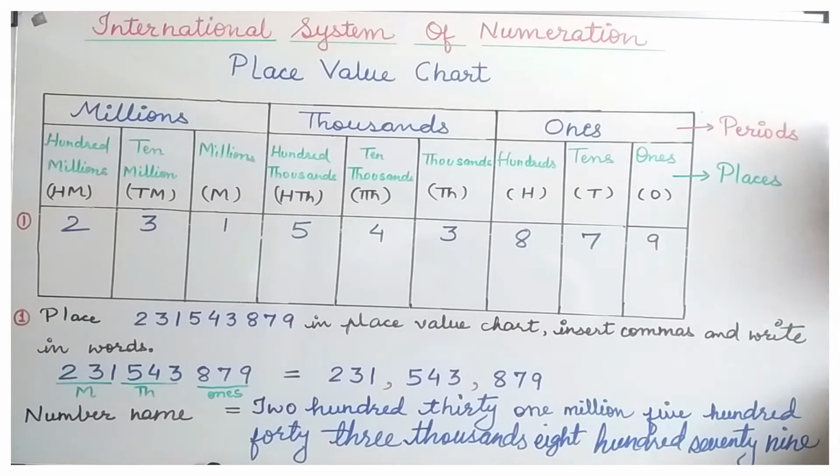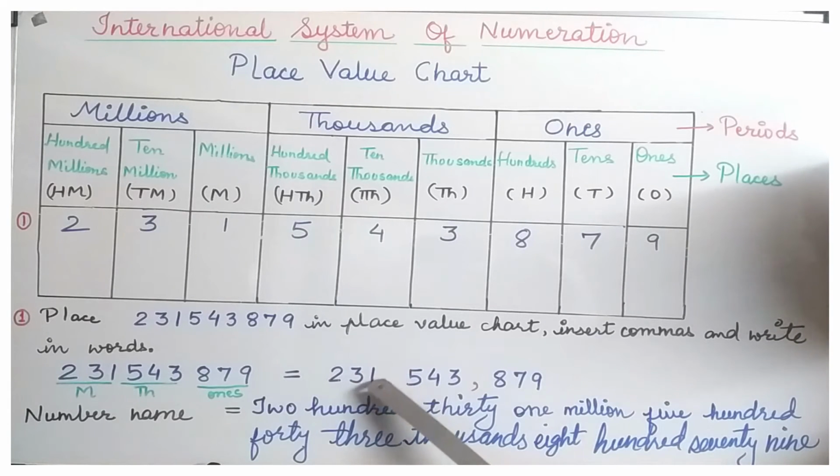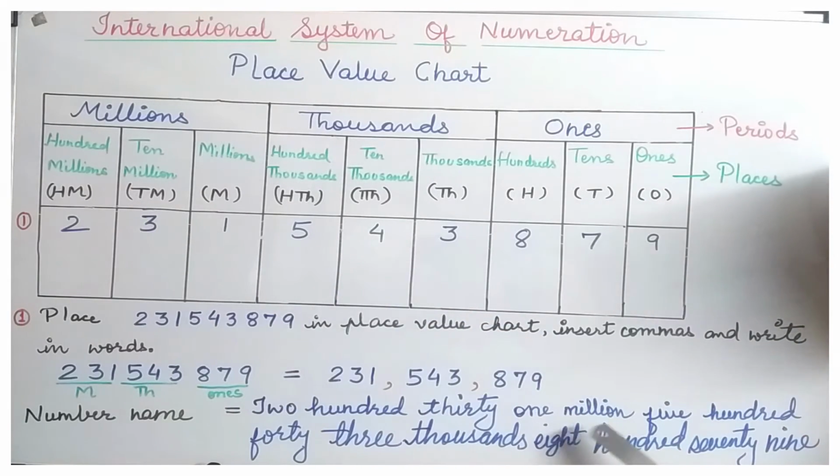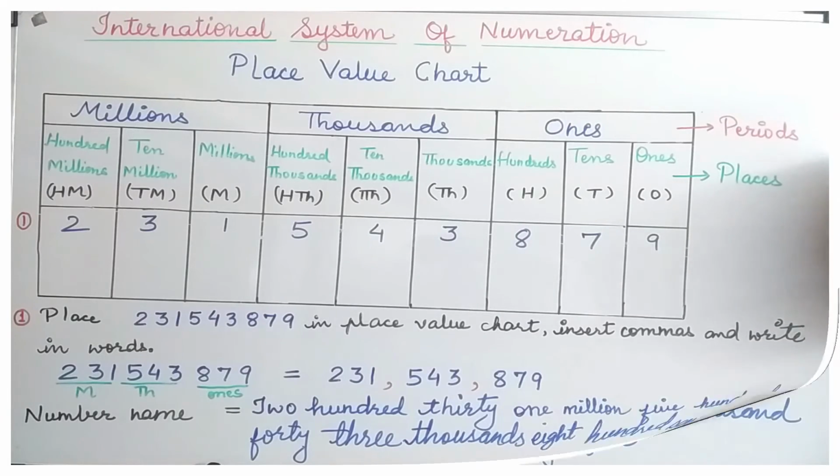Now understand how we are writing its number name. First we write the number name of the 231. So 231 is in the millions period. Then 543 is in the thousands period. Last 3 numbers will be in the ones period. 879. Now understand one more example.